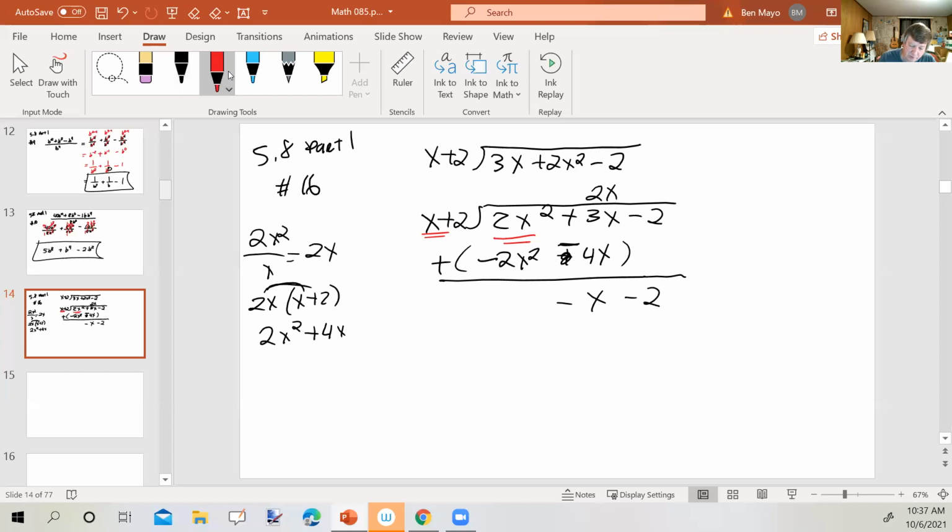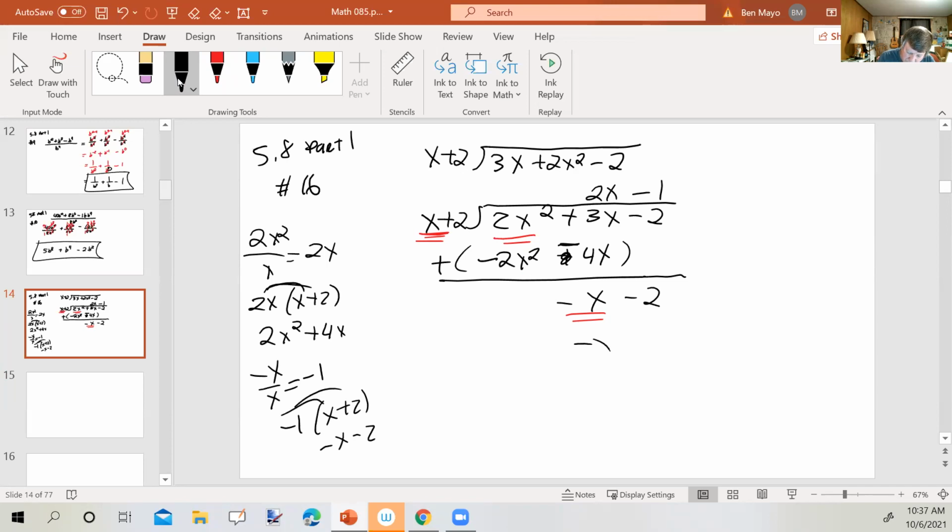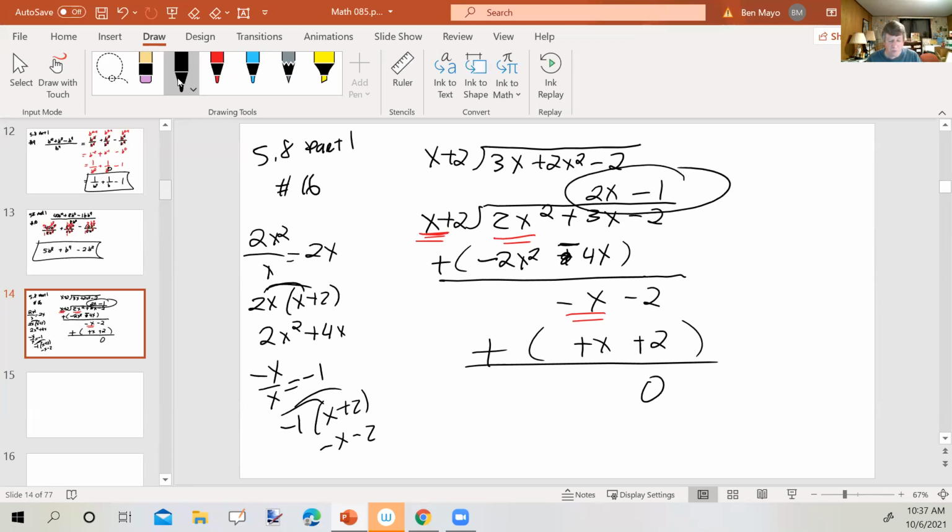Start the process over. Divide the leading term inside by the leading term outside. Negative x divided by x is negative 1. So we write minus 1 up there. We take that times the divisor, negative x minus 2, and write that up there. Subtract that quantity from what's up above. Change it to addition of the opposite. Negative x plus x is 0. Negative 2 plus 2 is 0. So our final answer is 2x minus 1.